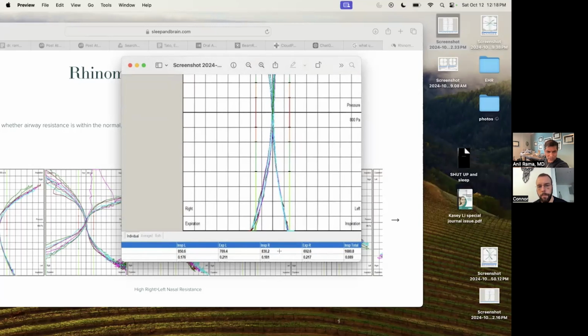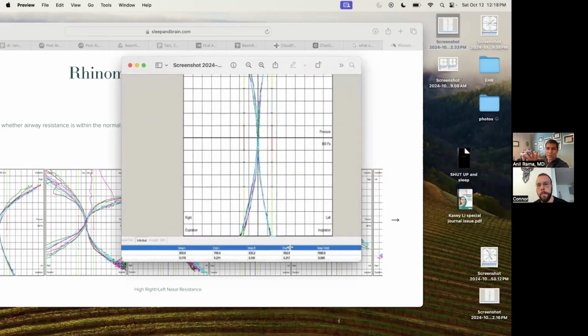And the right nose is 830 on inspiration, and expiration in the right nose is 692. Anyway. What's normal is 500 to 800 cubic centimeters per second. So whether you inhale through your left or right nostril, each one should be 500 to 800. Each one should be 500 to 800 out.